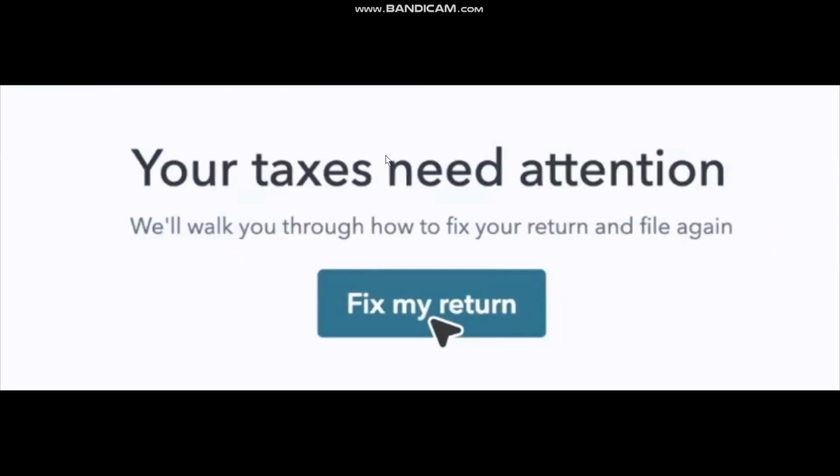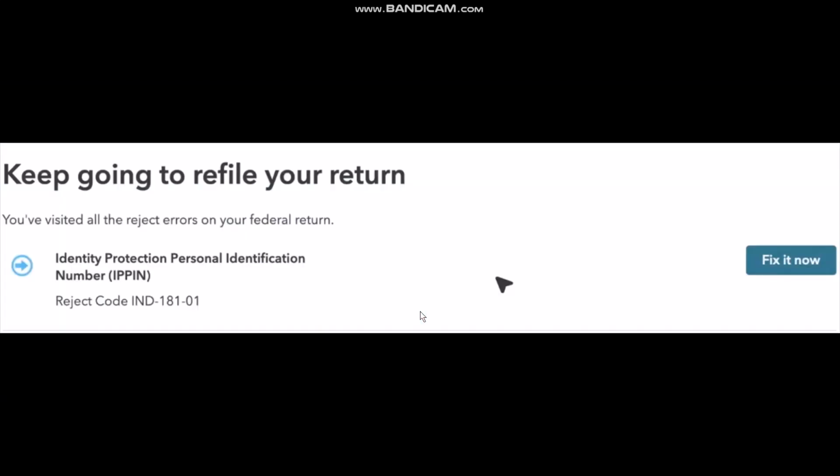Once you copy that, head over to the TurboTax website, and once you're there, on the left hand side, simply select wages, and then select federal, and you'll be seeing this page. Simply click on fix my return, and once you click on fix my return, you'll be asked to refile your return, and here you'll be seeing the problem.